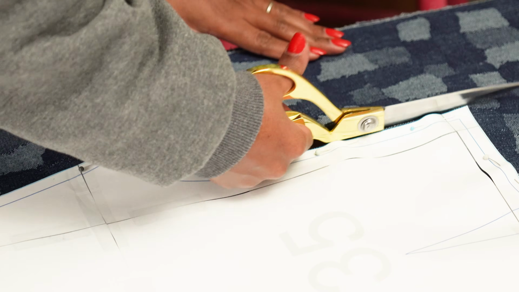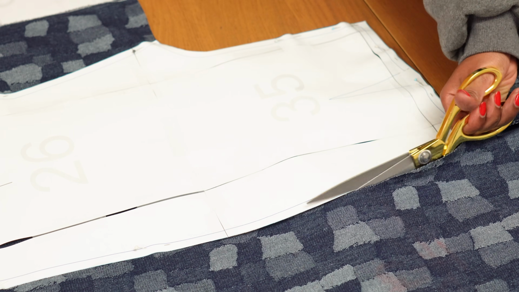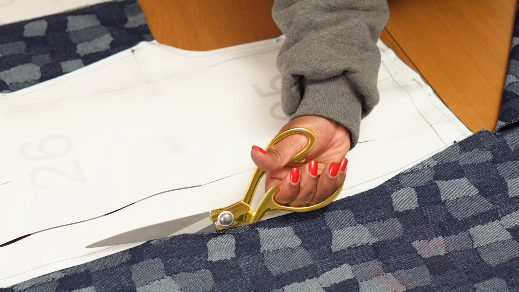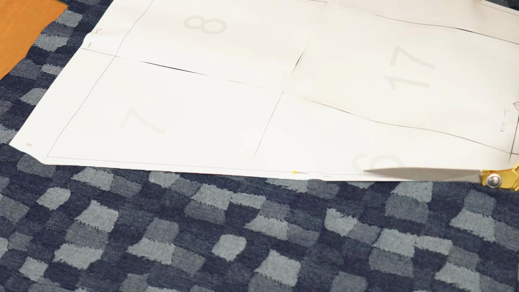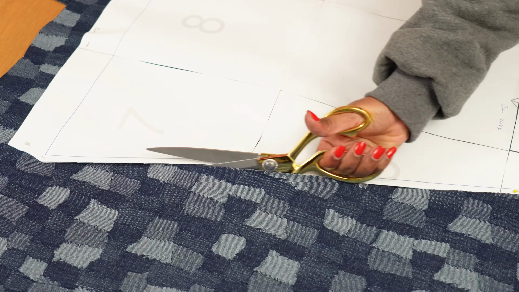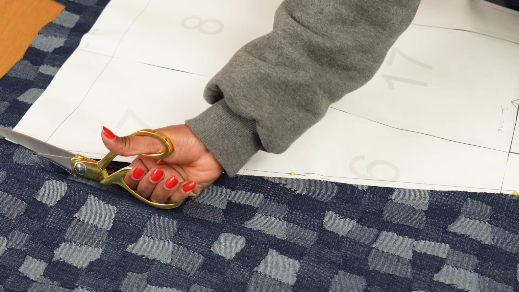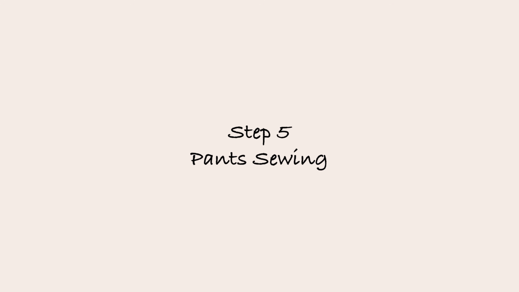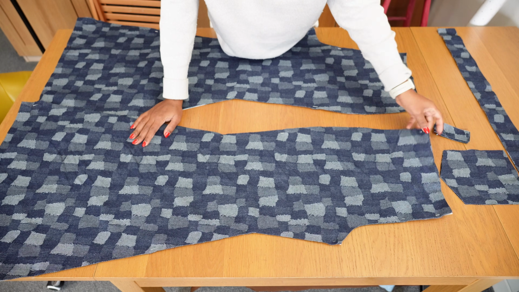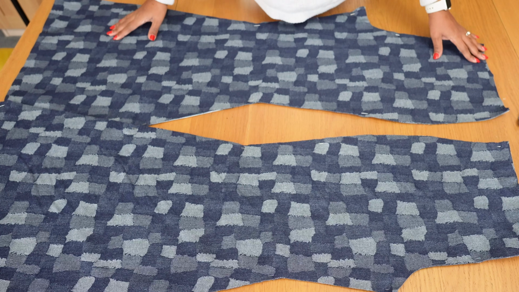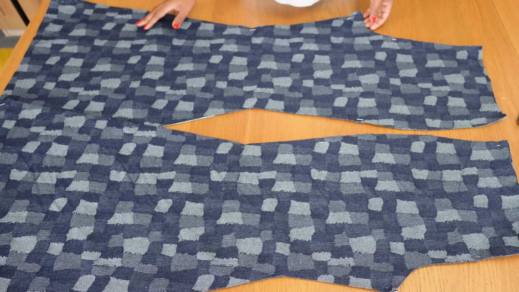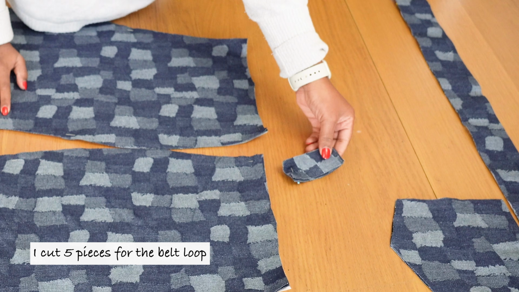Now I've pinned in my pattern pieces and I'm cutting out my pants, and I just decided to use one side of the front and one side of the back rather than use all 4 different pieces that it had. So I just cut a pair of front, a pair of back, and I have everything ready to be stitched together. Now I have my front and back pieces which look like so, and then I have my belt loops.